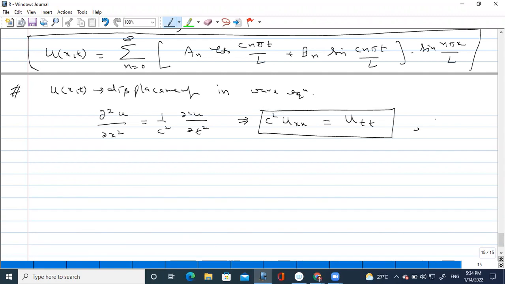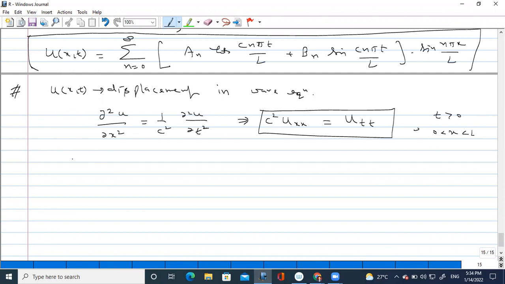Understood? Here t is what? t is the time, t is greater than 0, and x value is from 0 to L. These are the two conditions we have taken.